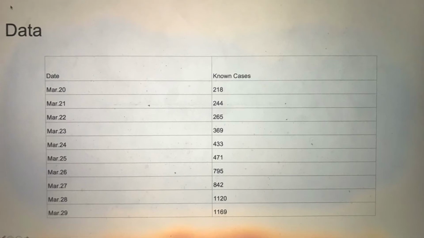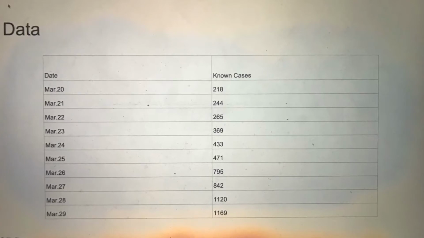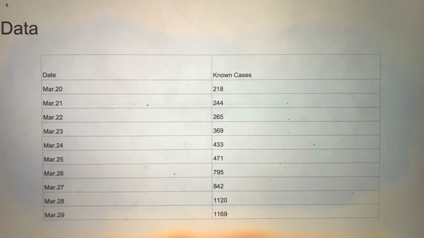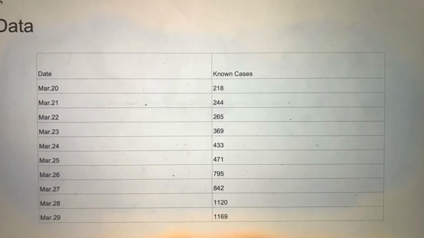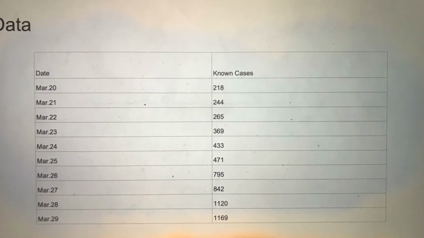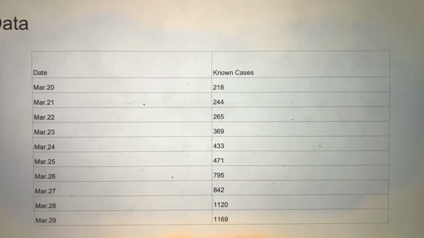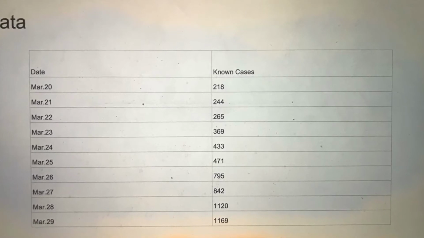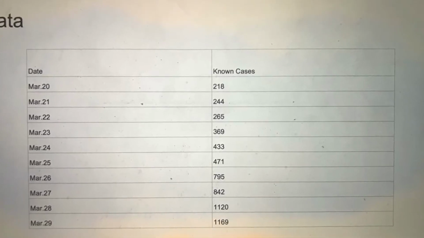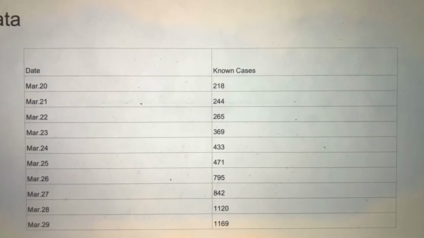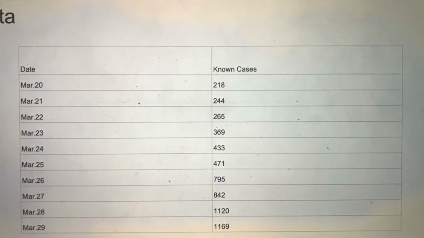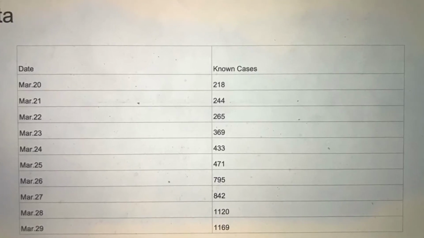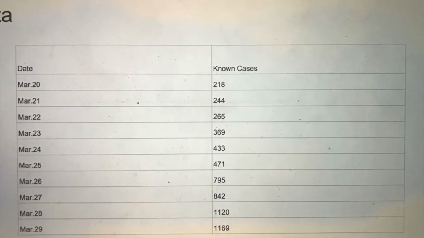To estimate the number of unknown cases, first I collected data from the website held by the California Health and Human Service Agency, and I selected a certain period from the data, from March 20th to March 29th, for the Poisson description, because during that period the number of known cases per day increased all the time.